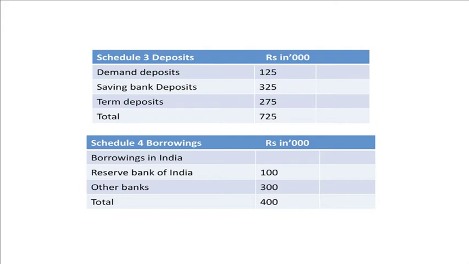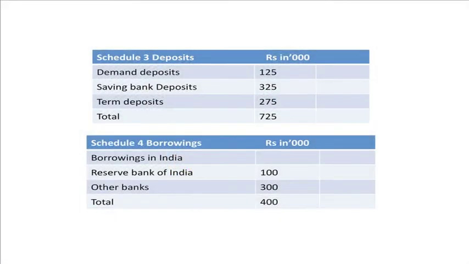The third schedule is that of deposits. The three primary deposits we have identified in our question are demand deposits, savings deposits and term deposits. Demand deposit is 125, savings deposit is 325 and term deposit is 275, aggregating to 725. While analyzing the question, we have already identified that they will go in schedule 3, deposits. So, we have placed these values in the schedule appropriately and we have got this figure. While making the balance sheet, we will simply insert the totals of these schedules against those schedule numbers.